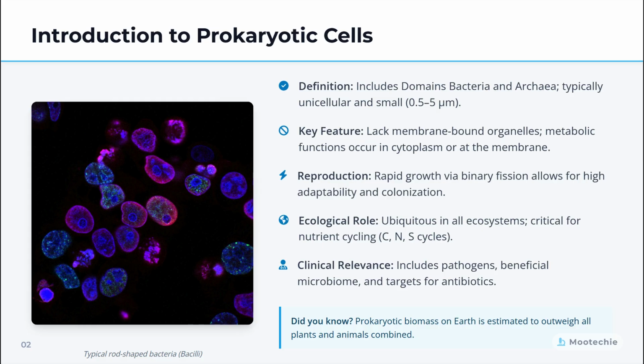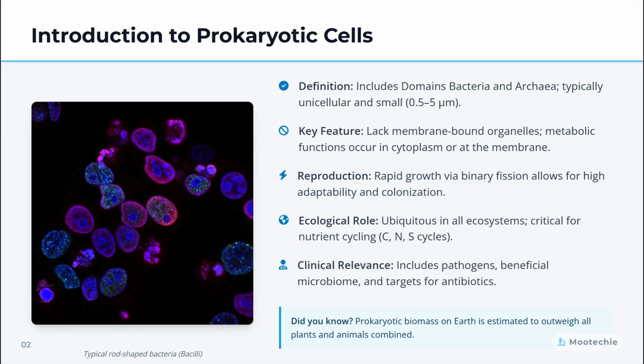Reproduction: they exhibit rapid growth via binary fission, which allows for rapid adaptability and colonization. This simple division is a key reason bacteria can spread so quickly. Ecological role: they are ubiquitous in all ecosystems and are critical for nutrient cycling, such as the carbon, nitrogen, and sulfur cycles. Essentially, they are Earth's essential recyclers.